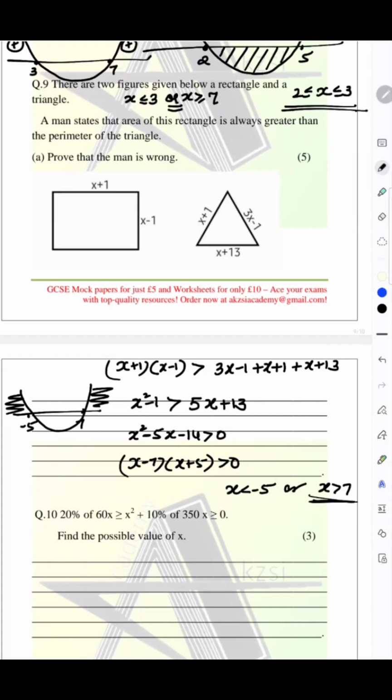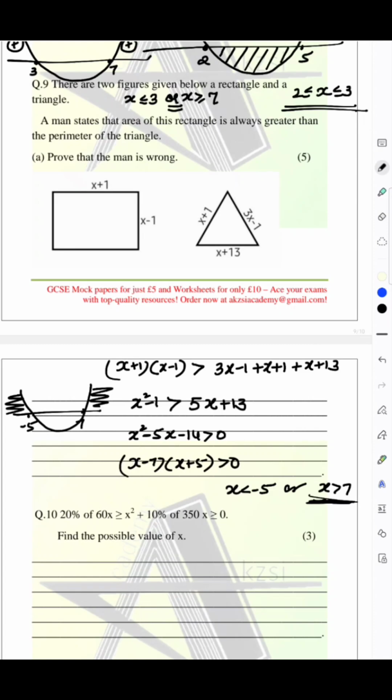And also it says that the man states that this rectangle's perimeter is always greater than the area. So always means for any value of x it will be greater, but it's not the case, because if you choose any value which is lesser than 7, then this will not work. X can take all the values that are greater than 7. That means this inequality will be followed only when the value of x is greater than 7. But if x is lying in between the roots, then this inequality will not be satisfied. So definitely the man is wrong.